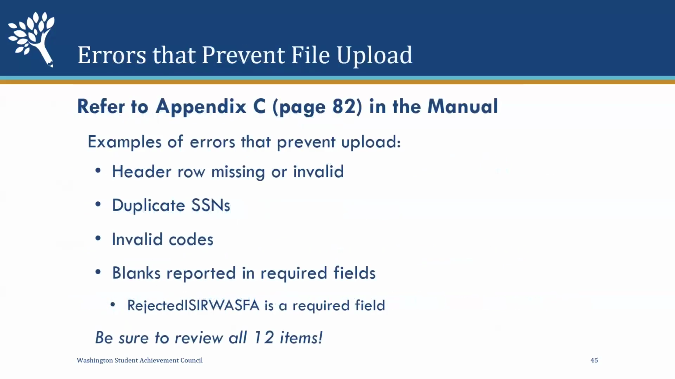There are errors that prevent file upload, and you can refer to Appendix C, page 82 in the manual. Some of those errors are things like the header rows missing or invalid. You have duplicate SSNs, which we talked about. Invalid codes, if there are blanks. There are 12 of those edits, and so make sure you review all 12. They will prevent you from moving forward.